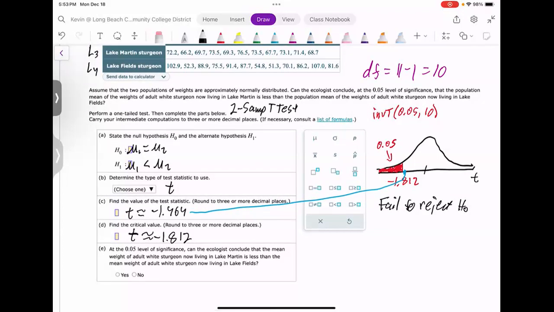So at the 5% level of significance, can the ecologist conclude that the mean weight of adult white sturgeon now living in Lake Martin is less than the mean weight in Lake Fields? Nope, we can't. We're sticking with the null hypothesis. We still think that the means are the same. All right.